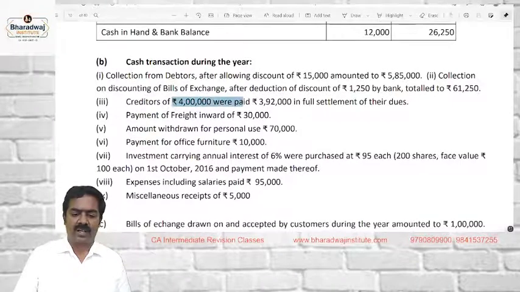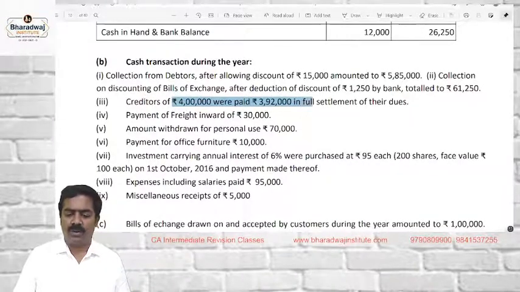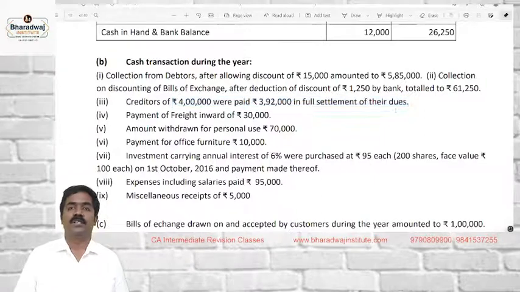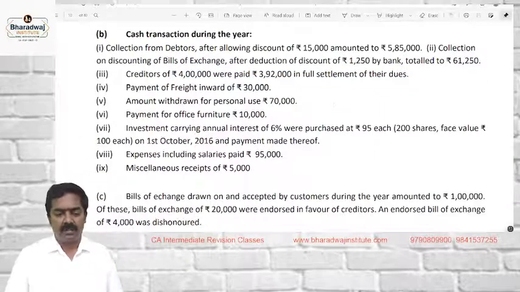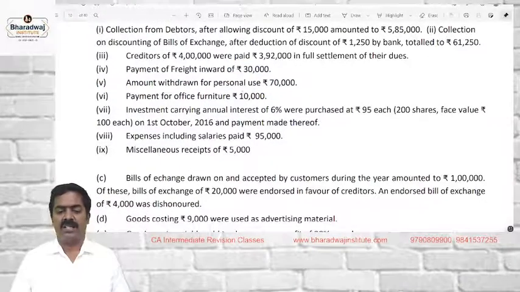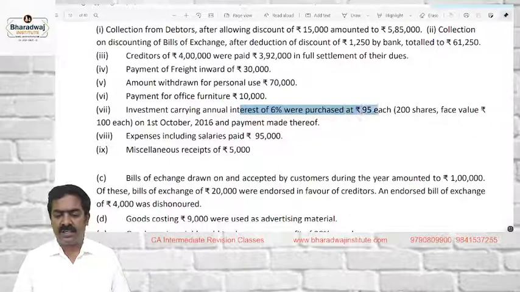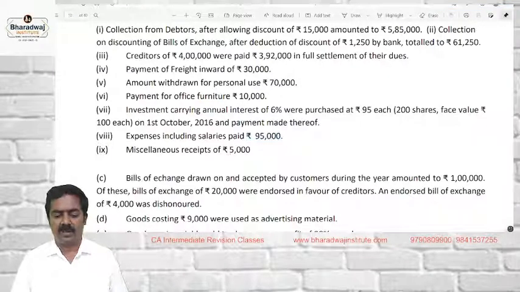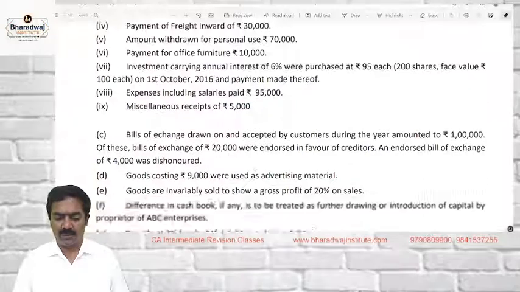Creditors 4 lakhs were paid 3,92,000 in full, which means how much of discount is received? 8,000. Paid freight inwards, withdrawn for personal use, payment for office furniture is a capital expenditure. Investments carrying 6% interest was purchased at 95 each, 200 shares face value 100, on 1st October 2016, and the payment was made thereof. Expenses including salary paid 95,000, other receipts are 5,000.